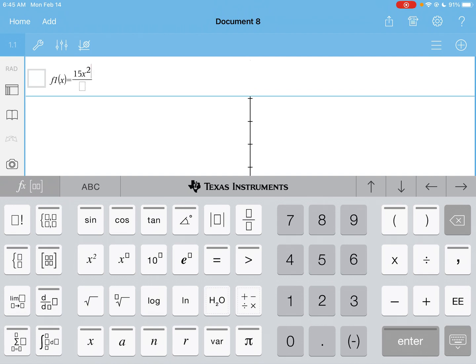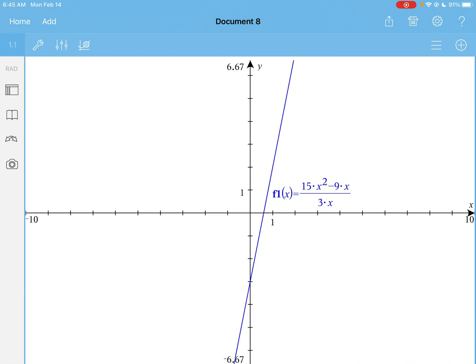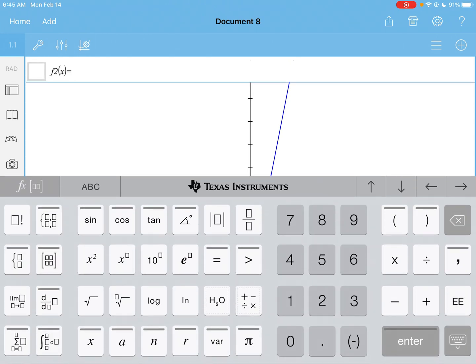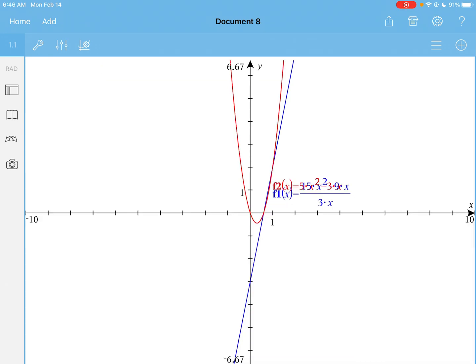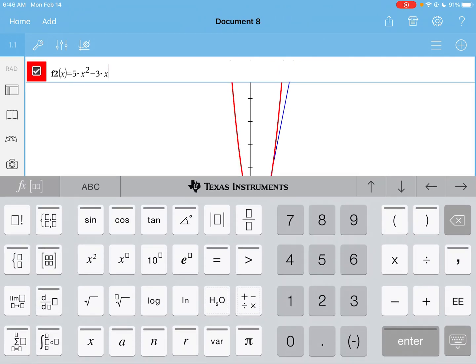So I'm going to start with that fraction button. I have 15x squared minus 9x on top, and on bottom I have 3x, and I'm going to graph it so I can see what it looks like. Okay, so it looks like a line. So now I'm going to graph my answer choices. So I have 5x squared minus 3x, x, not a. Okay, that makes a parabola, which is not what we want, so A is out.